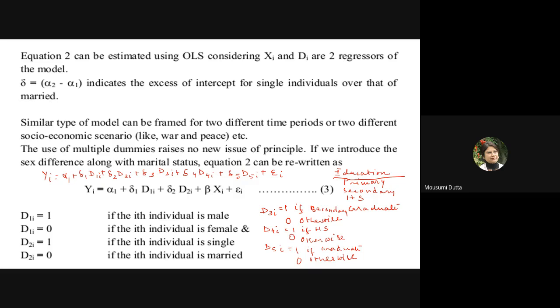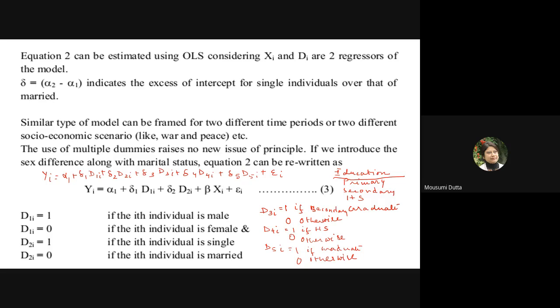For example, if I consider D3i, D4i, D5i all three equal to 0, and D1i and D2i equal to 1, the intercept will be alpha 1 plus delta 1 plus delta 2. And that is the intercept for a primarily educated single male. Okay, suppose D2i is equal to 0. In that case, the intercept is alpha 1 plus delta 1. D3i, D4i, D5i are all equal to 0, and along with that D2i is also equal to 0. That is indicating the intercept for a primarily educated married male.